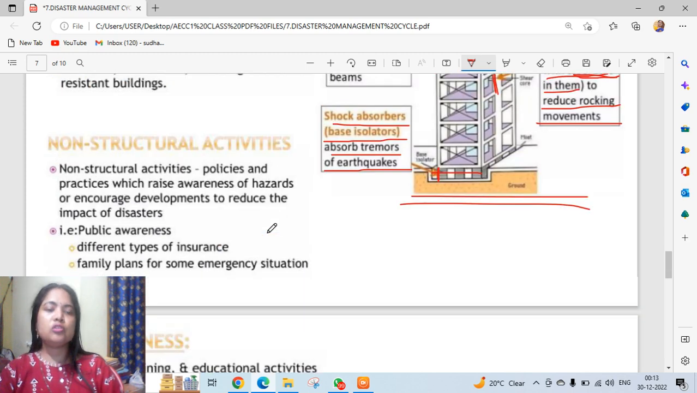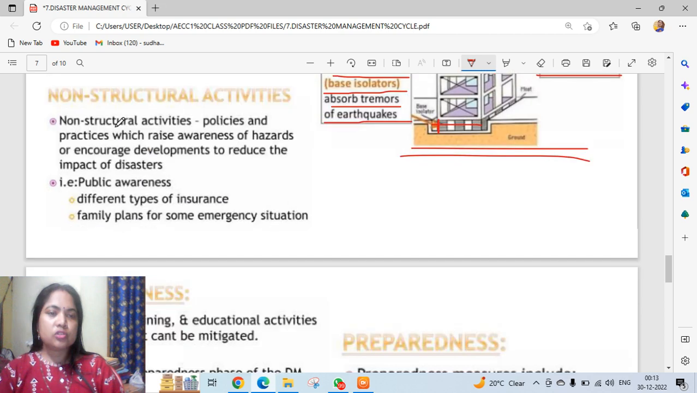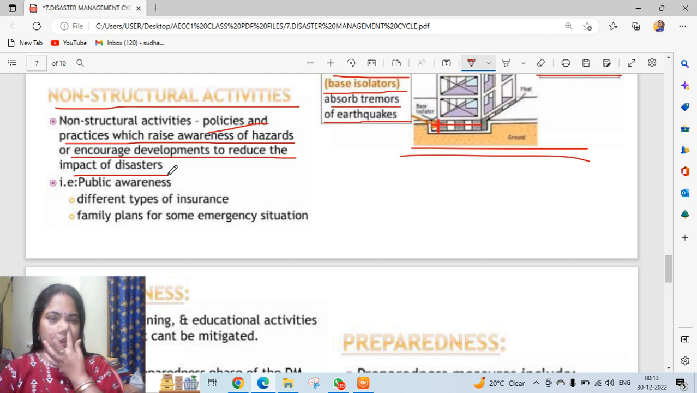Then non-structural activities means what? Non-structural activities is your policies and practices which raise awareness of hazards or encourage developments to reduce the impact of disasters. Okay, that is for example public awareness, different types of insurance, family plans for some emergency situation.